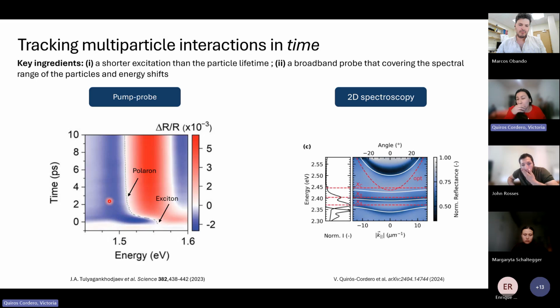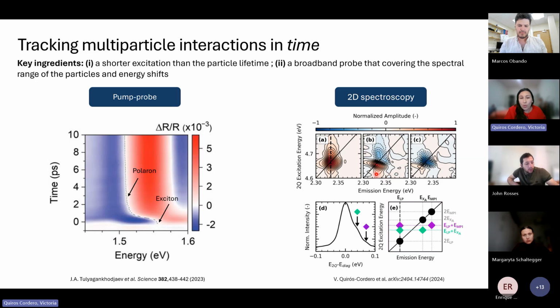We can also think of more elaborate systems. So in here, this is a system where we have exciton polaritons, which are those mixed exciton-light states. For now, the only thing I want you to take from this is that we have these multiple states marked in white lines.